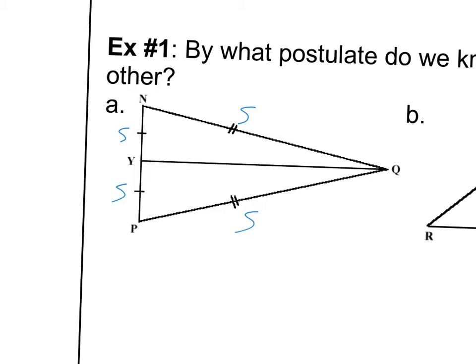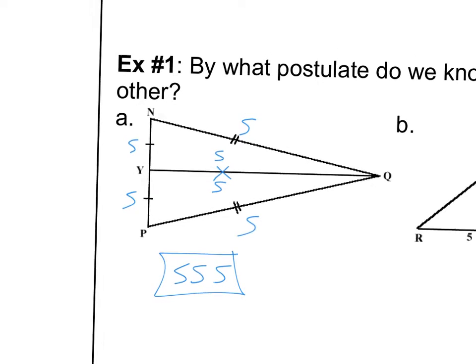Well, I know that YQ is congruent to itself. I like to mark it with an X. So that I can say that YQ is congruent to YQ, and therefore I would have side, side, side, side, side, side in the same order. So we can say that these two triangles are congruent by SSS. That's kind of how it works.